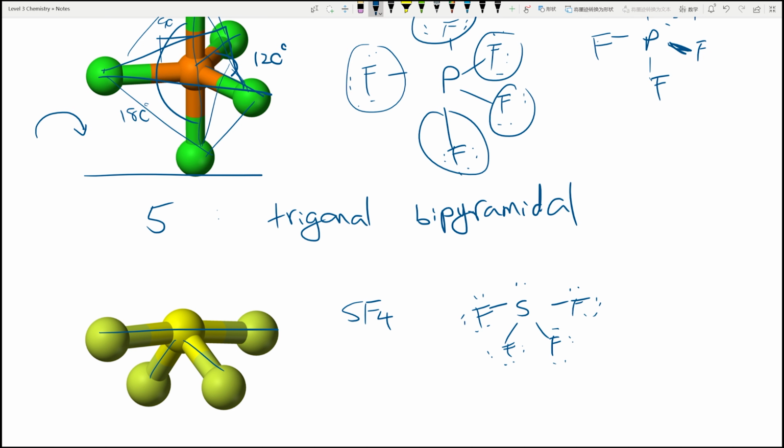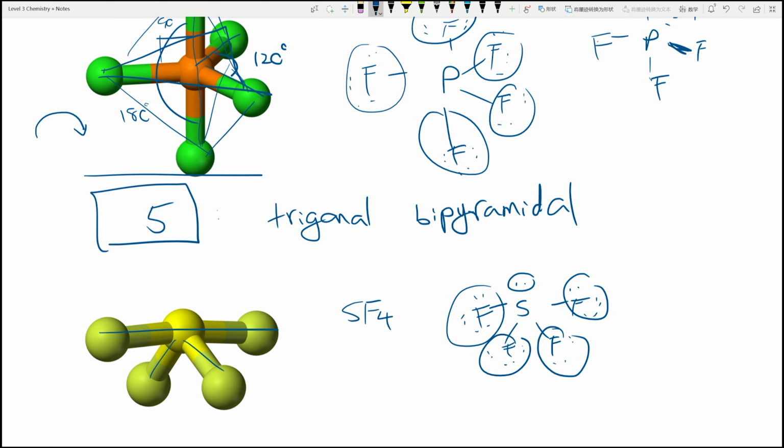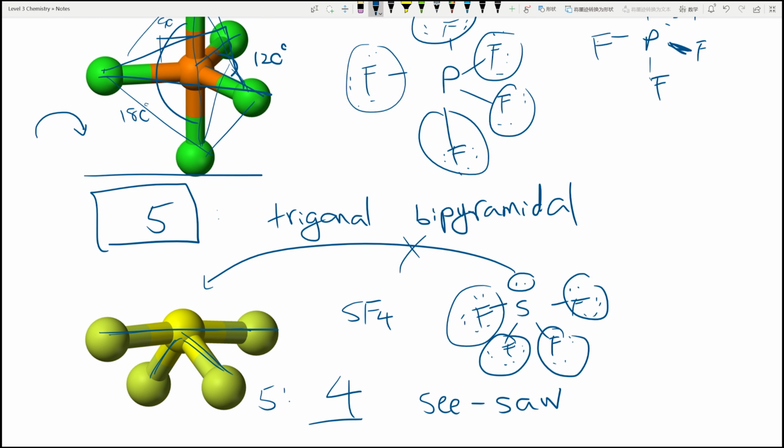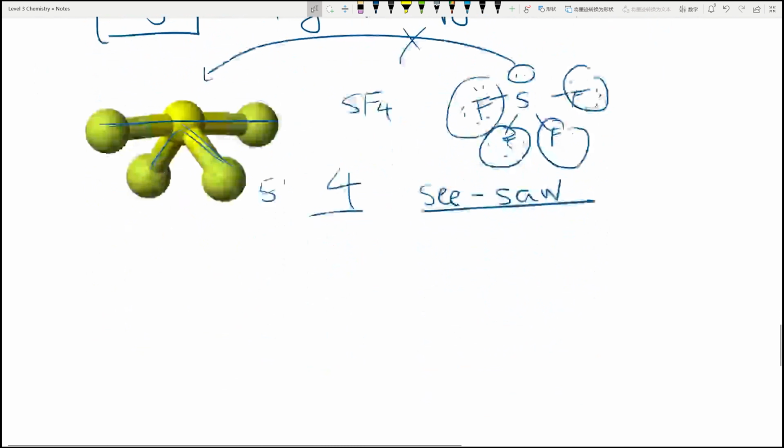Okay, so you still have five regions of electron density. 1, 2, 3, 4, 5. Five regions of electron density. Four of them are connected, and one of them is a lone pair, which is up here. That's normally up there, but you can't see it. So we have a seesaw shape. Doesn't that look like a seesaw? I mean, just look at it, it's a seesaw shape. So when you have five regions of electron density, and four of them are connected, you have a seesaw shape. Because you're kind of tilting it on the side, you can literally make this with molymods and see them moving around.